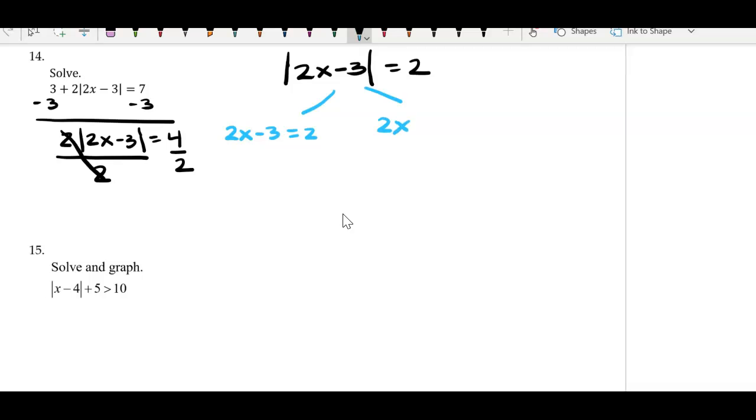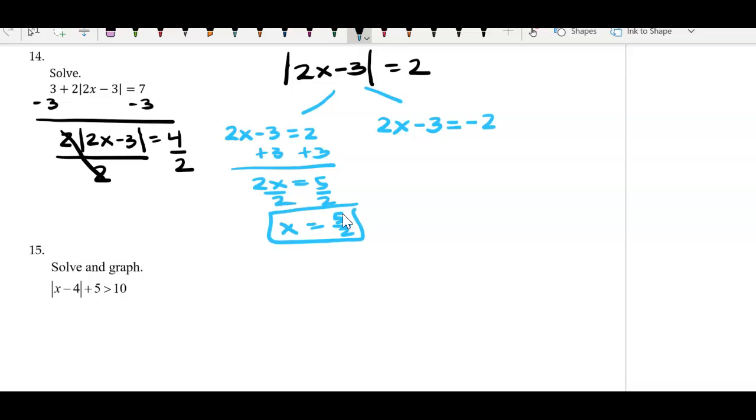We'll keep this as 2x minus 3. That's going to equal, we have to change that to the opposite, so it's going to equal -2. And then we'll just solve these down just like we normally would, right? So let's add the 3 over, 2x equals 5, we divide by 2, x equals 5/2 or 2.5, however you want to write that. And then here, again, we'll add the 3 over, so 2x equals 1, and then let's divide by 2, so x equals 1/2.